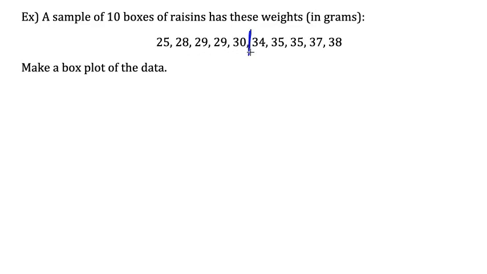So here I divided the data up. We have 5 data points on the left and 5 on the right. The median will be halfway between 30 and 34. And you can calculate that if you want to by adding the 2 middle numbers and dividing by 2. And when we do that, we get 32.